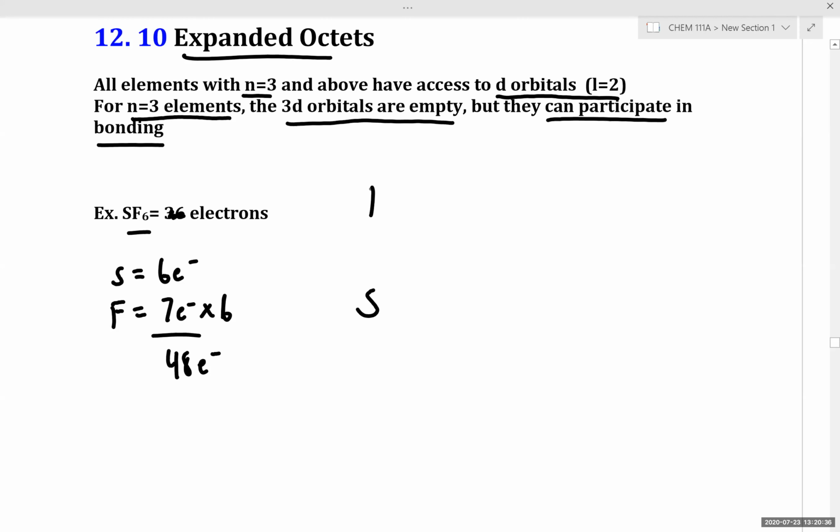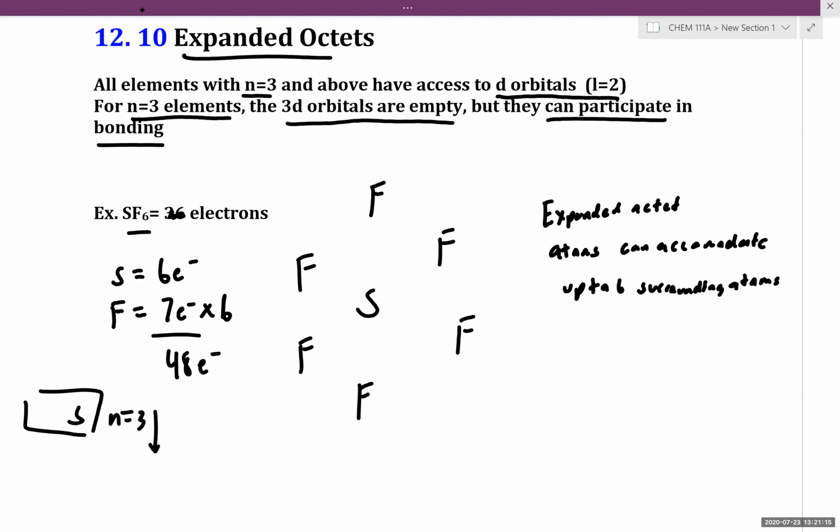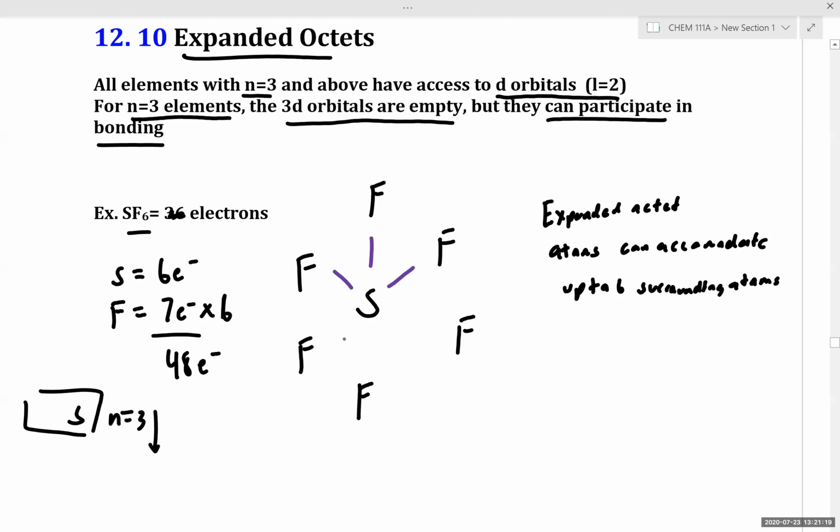We place sulfur as our central atom, and this time we can surround sulfur with more than 4 atoms. So expanded octet atoms can accommodate up to 6 surrounding atoms. And this only applies because sulfur is in the third row of the periodic table or below. So don't draw an expanded octet carbon or anything of that sort. Now that we have our rough skeleton in place, we're going to form one bond each: 2, 4, 6, 8, 10, 12. So we're going to end up with 36 electrons.